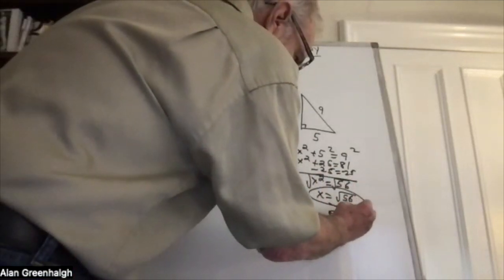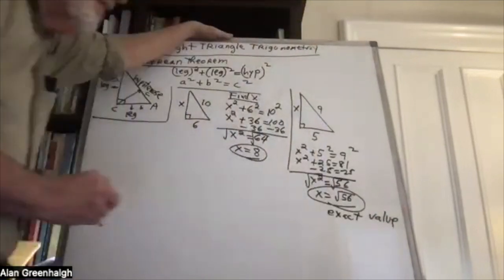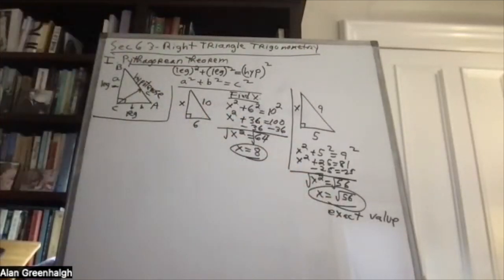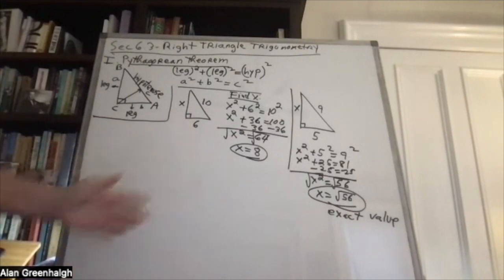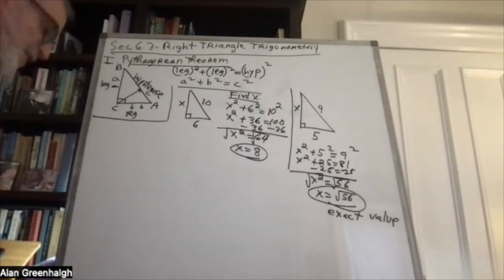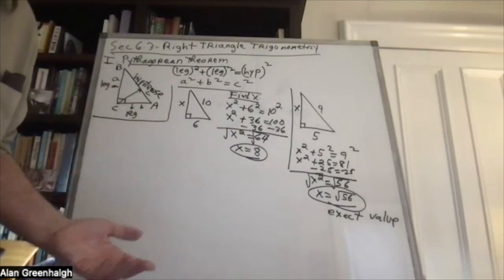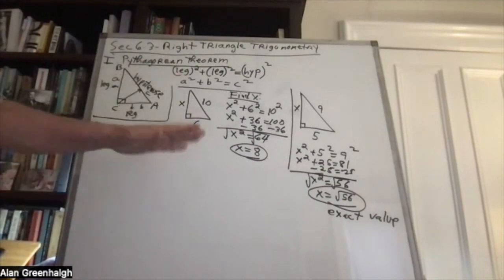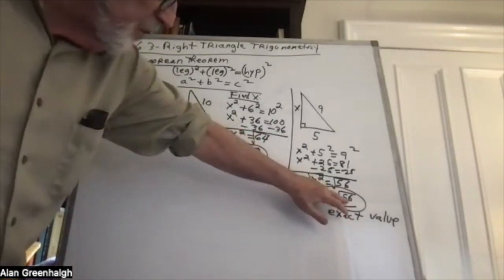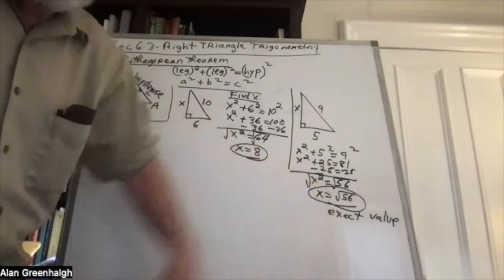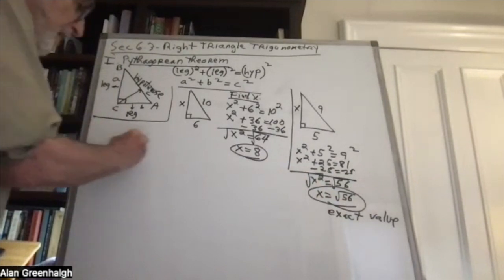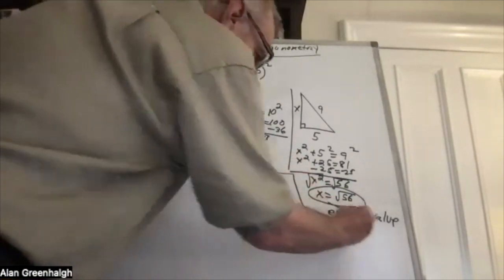When you see a problem which says find the exact value, then you leave it just the way it is. If it doesn't say that, then you can look at your calculator and put 7.5 to the nearest tenth, or 7.48 to the nearest hundredth. But the exact value is the square root of 56. The 7.5 is not the exact value. It's an approximate value. Okay, that's the Pythagorean theorem. Are there any questions?